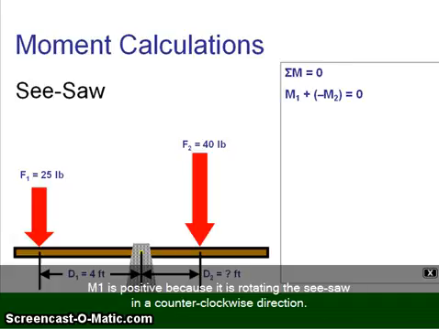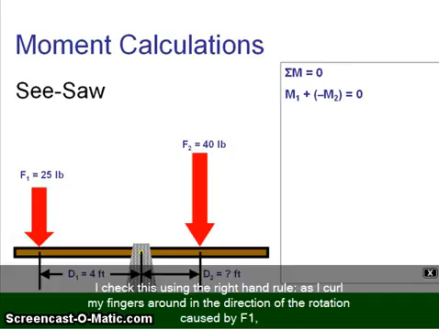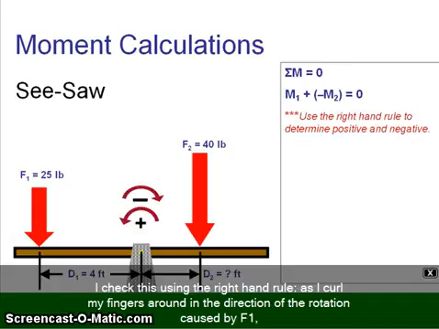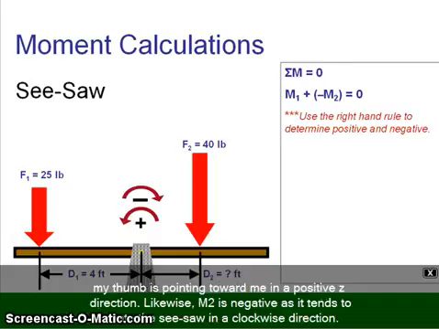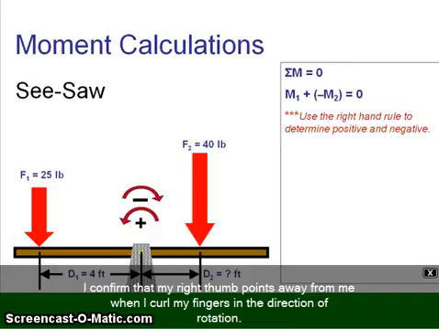M1 is positive because it is rotating the seesaw in a counterclockwise direction. I check this using the right-hand rule. As I curl my fingers around in the direction of the rotation caused by F1, my thumb is pointing toward me in a positive Z direction. Likewise, M2 is negative as it tends to rotate the seesaw in a clockwise direction. I confirm that my right thumb points away from me when I curl my fingers in the direction of rotation.